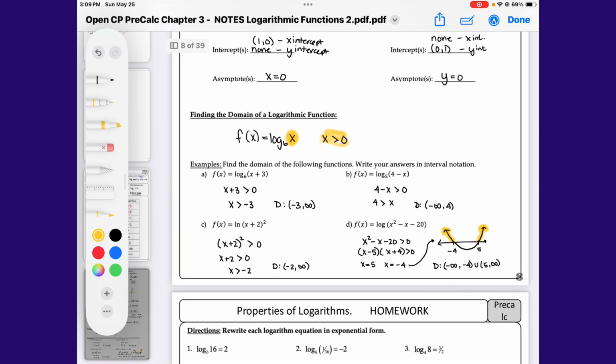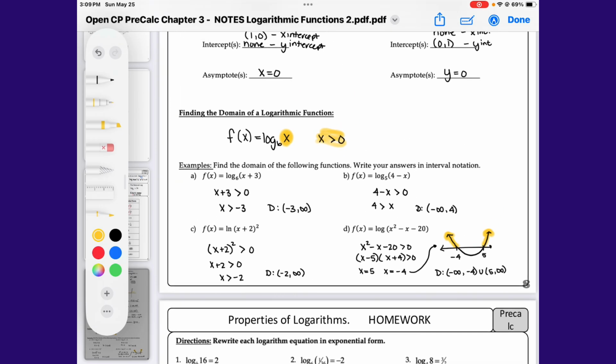So that's your intro on logs, how to go from one form, exponential form, into log form and back, and what the graphs look like and the characteristics of those graphs, and then also a review about the domain of logs that have to be greater than 0.